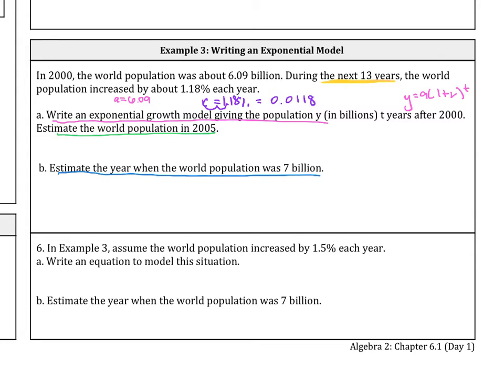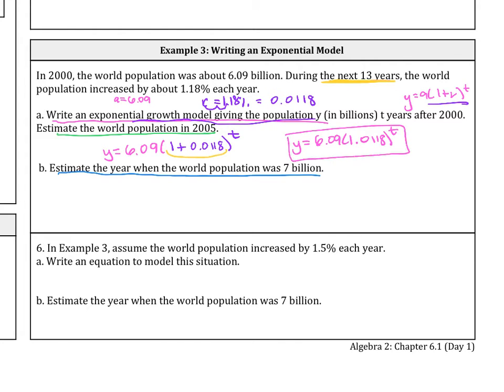Now we're going to write our exponential growth model. So that is going to be y equals 6.09, that's our a value, times 1 plus our r value, which is 0.0118, raised to the t. So we don't want the 13, we just want the general growth model, and so this is it. Now we do need to simplify it. So what it means is you're going to add this number, and then that'll be our final answer. So this is y equals 6.09 times 1.0118 raised to the t. So that's our exponential growth model.